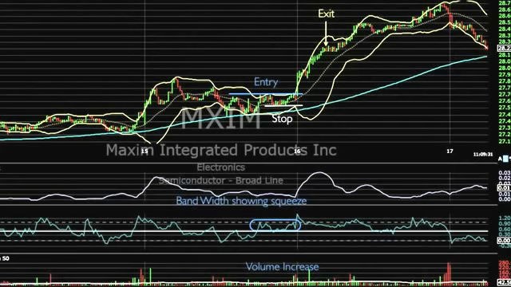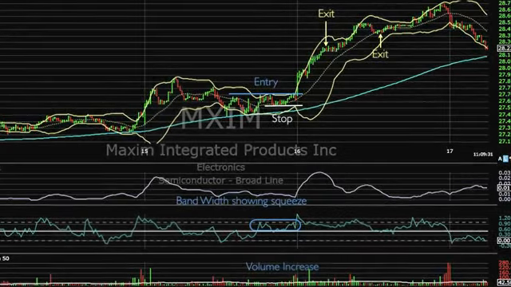Your exit here is when it starts pulling away from the upper band. It's moving sideways away from the upper band. And your final exit here is when it closes below the moving average.